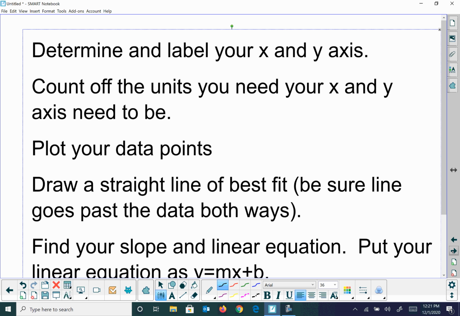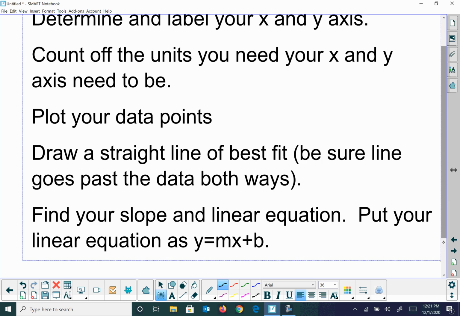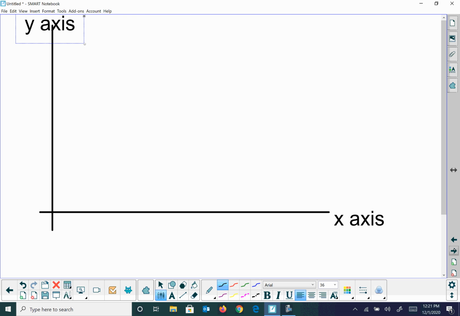I have written down on a separate sheet of paper what it says: determine and label your X and your Y axis, and we'll take care of that in a minute. Count off the units you need your X and Y axis to be in. Plot your data points. Draw a line of best fit. Be sure the line goes past the data both ways, and I'll talk about that when we get there. Find your slope and linear equation. Put your linear equation as y equals mx plus b. So we won't keep it as point slope; we'll actually solve it from there.